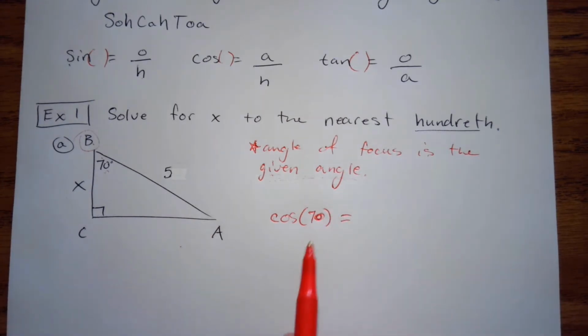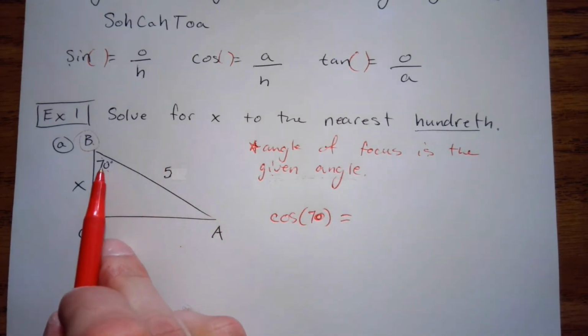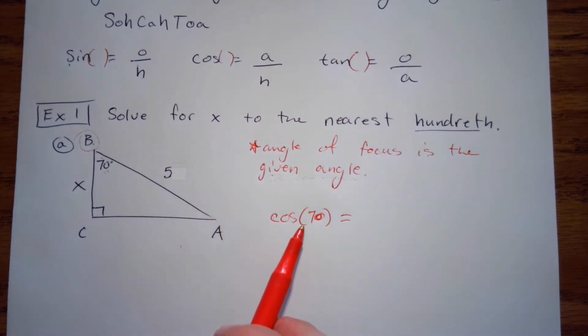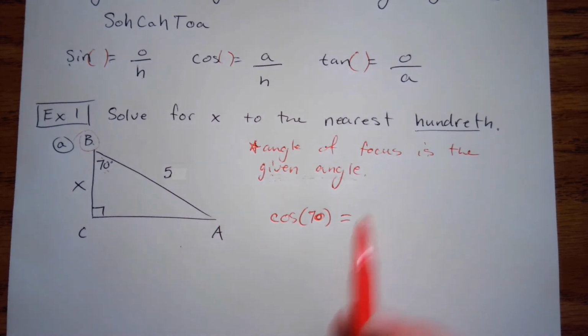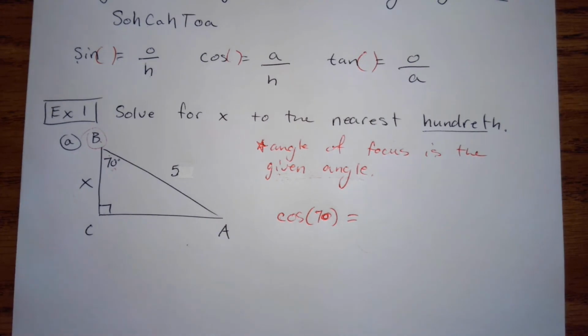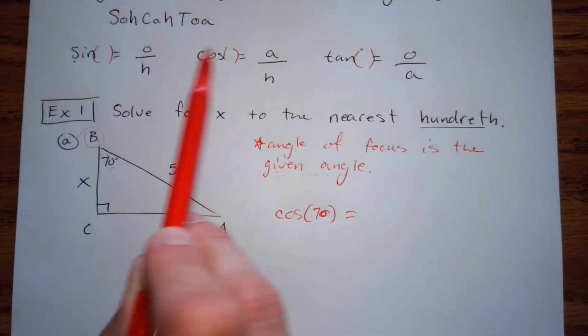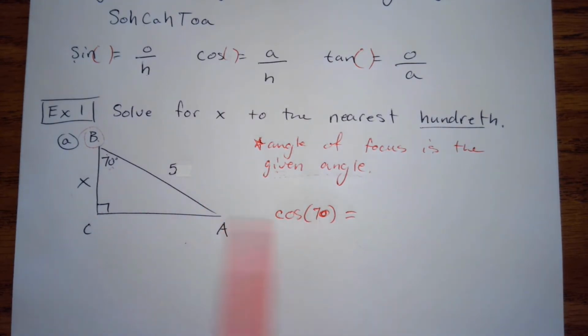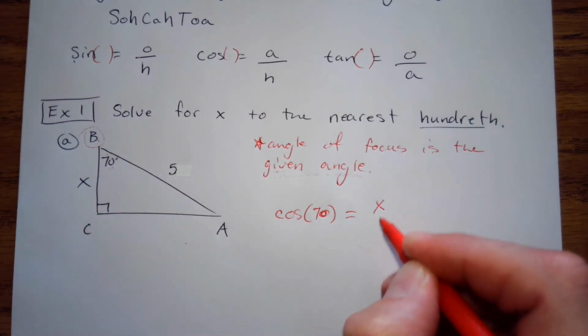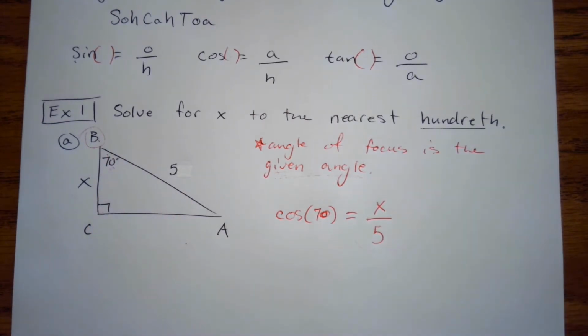Again, the angle of focus always goes in here. And since we have a degree measure, we're going to put the degree measure in. But then we have to come up with a fraction. So since we have cosine of some angle, in this case, cosine of 70, that would be the adjacent side over the hypotenuse. So we're going to write x over 5. And then we're going to solve for x.